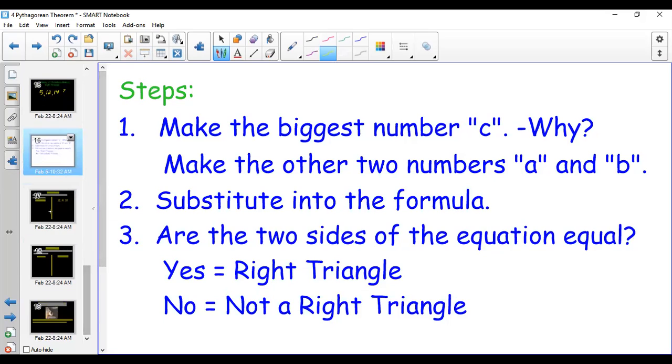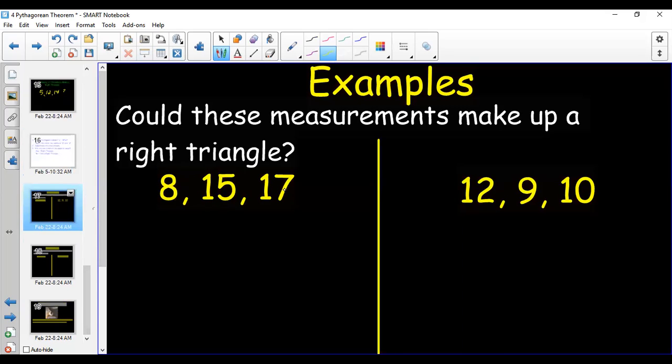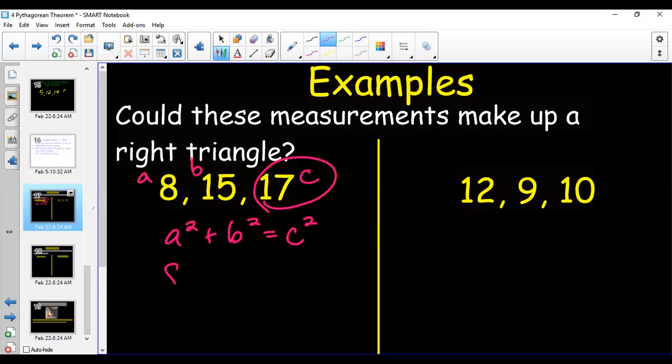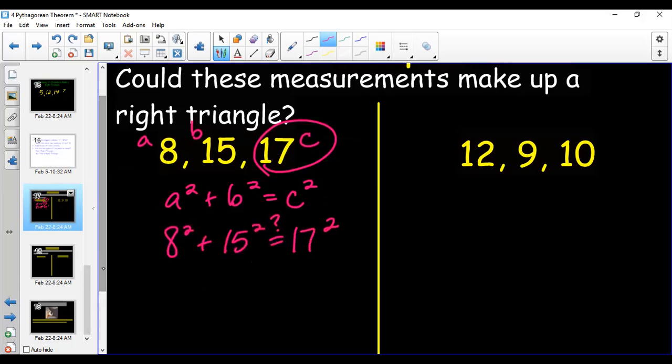All right, so let's see what this looks like. So we have 8, 15, and 17. Again, I'm looking to see which one's the biggest because that has to be my C. Other 2, you can mix and match. All right, so I'm going to plug it into a squared plus b squared equals c squared. So I have 8 squared plus 15 squared. I'm seeing, does it equal 17 squared? Well, let's do the math.